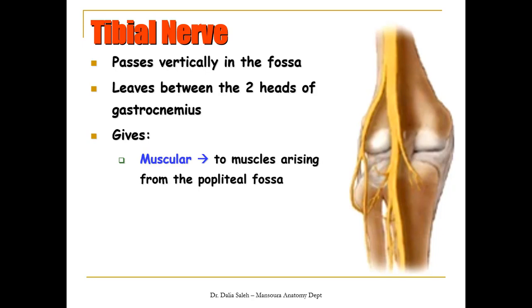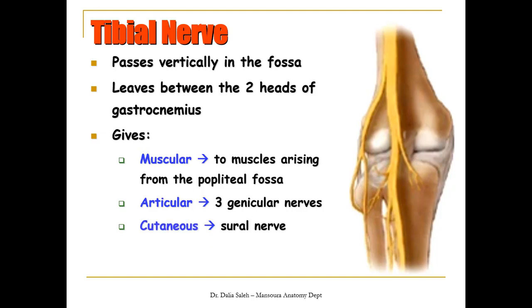It gives muscular branches to the muscles arising from the popliteal fossa, like the gastrocnemius, the popliteus, and the plantaris, and these muscles you're going to study in the leg. It also gives three genicular nerves, or three articular nerves, to the knee joint: the upper and lower medial geniculars and the middle genicular branches. It also gives a cutaneous, or sensory, branch called the sural nerve that will supply the back of the leg.